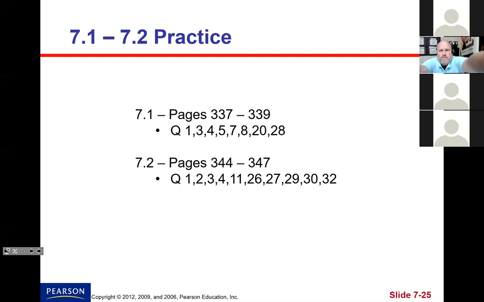I don't quite understand question 3. I don't understand question 3C. Which one? 7.1? Yes. And what number, sorry, again? Question 3C.